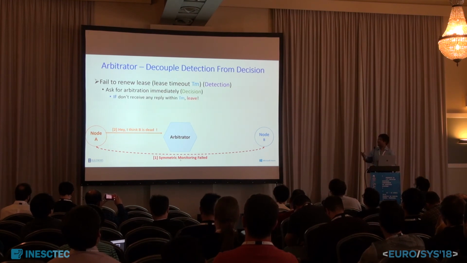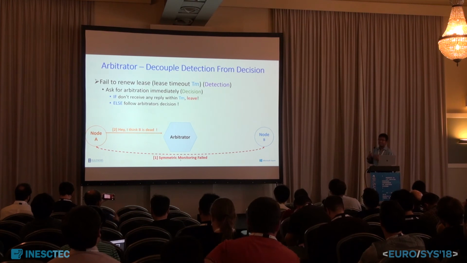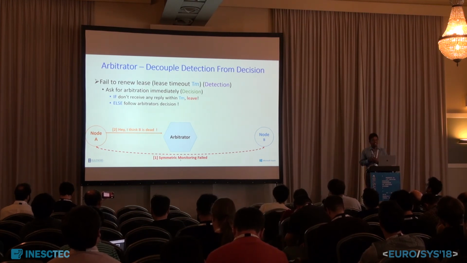Now, if node A doesn't receive any reply back from the arbitrator within a certain time bound, it will simply go away from the system. On the other hand, if it receives something, it will simply follow the arbitrator's decision. Now let's see how the arbitrator decides.